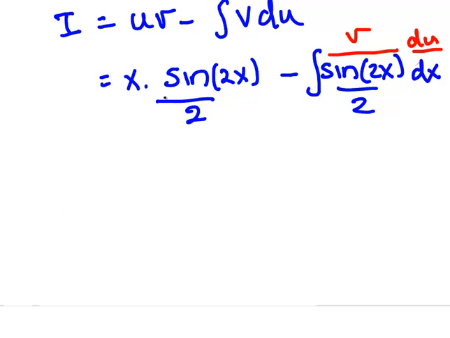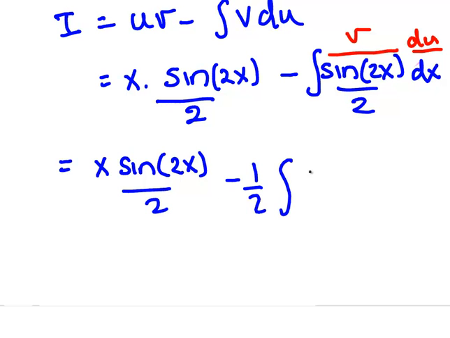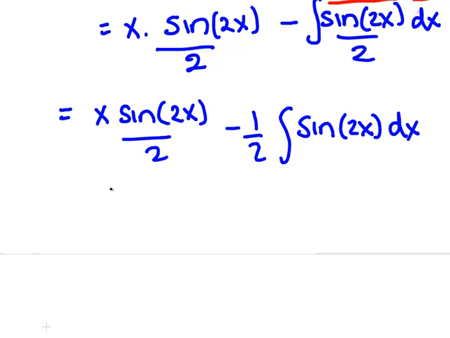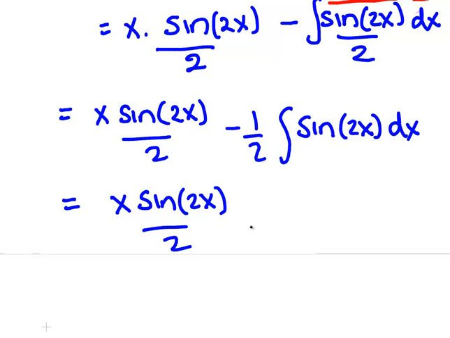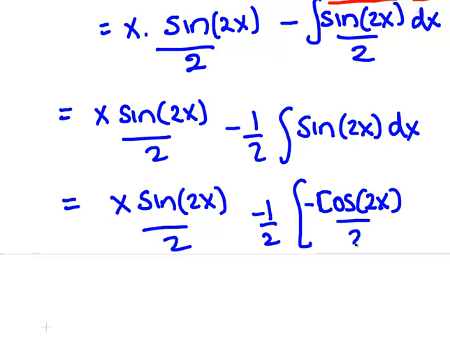So what we have to do here is integrate sine of 2x over 2. We could simplify that integral. So x sine 2x over 2 minus 1/2 the integral of sine of 2x dx. The integral of sine of 2x is minus cos 2x over 2. So that is equal to x sine of 2x over 2 minus 1/2 times minus cos 2x over 2.